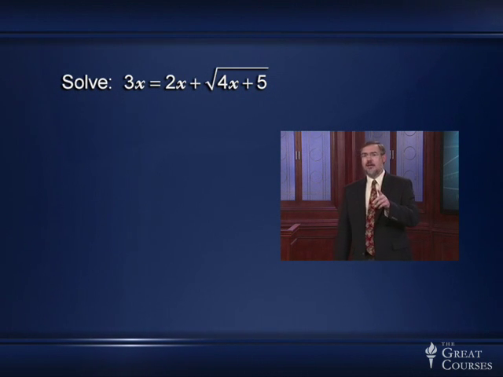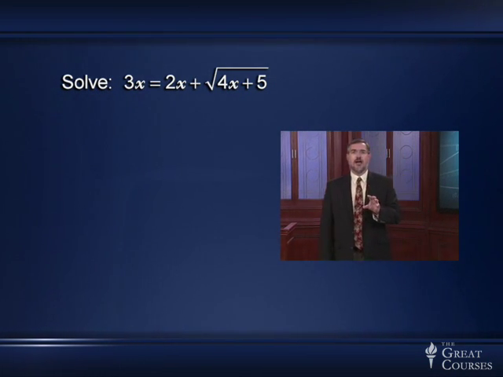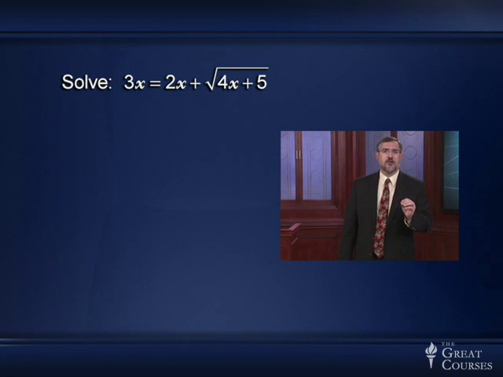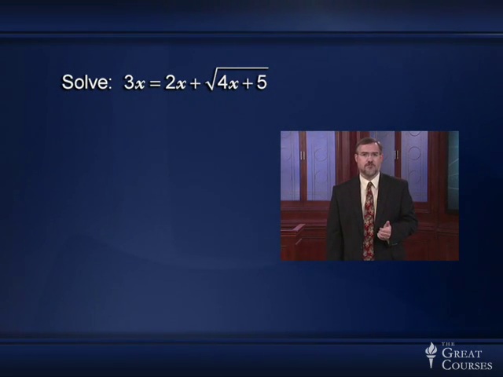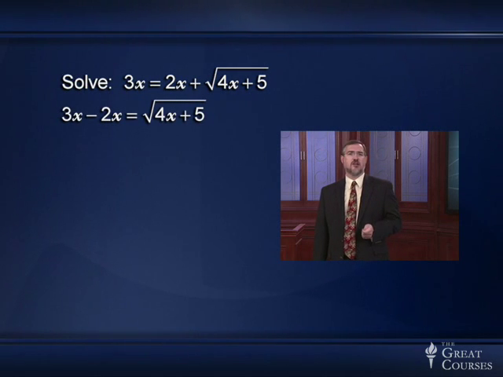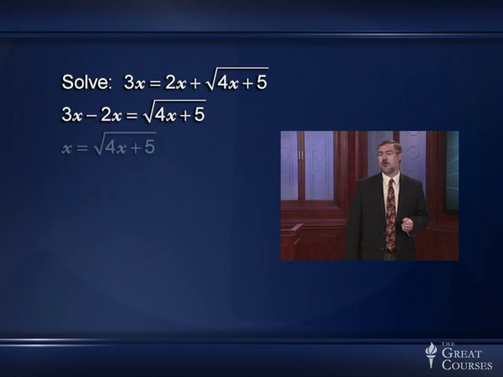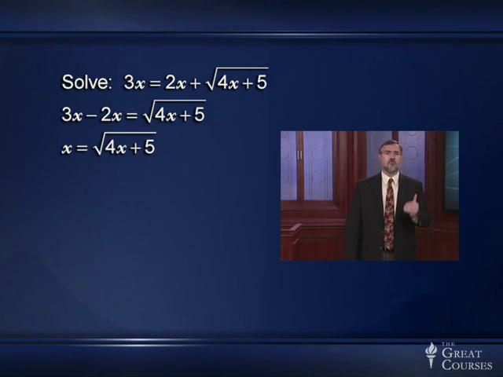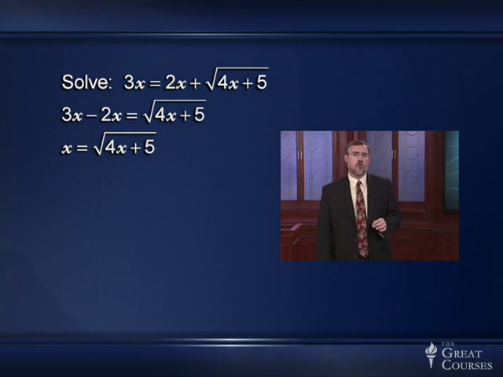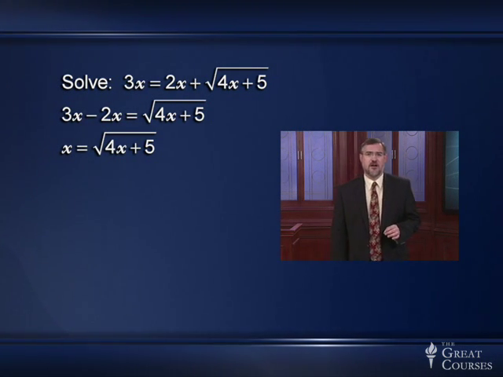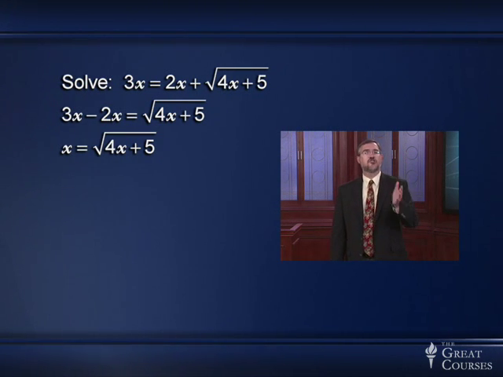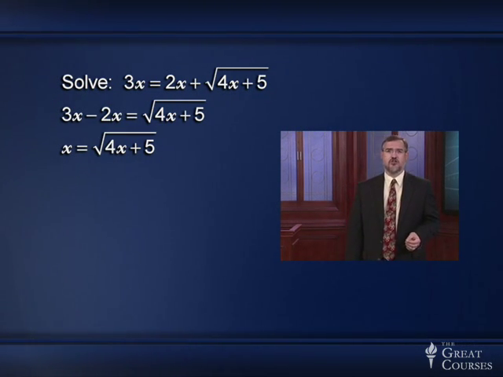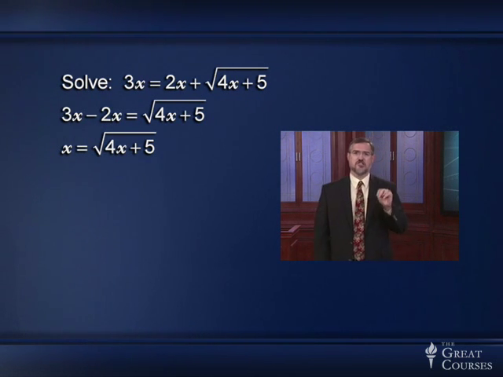Now, here, as we get started, you really do have to isolate the radical. And the way you're going to do that is subtract the 2x from both sides of the equation. And when you do that, the left-hand side becomes 3x minus 2x, which is just x. So now we're down to x equals square root of 4x plus 5. You've isolated the radical. Now what do we do? We square both sides of the equation, or raise both sides to the second power.